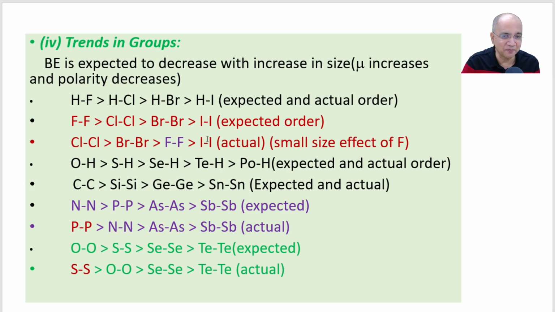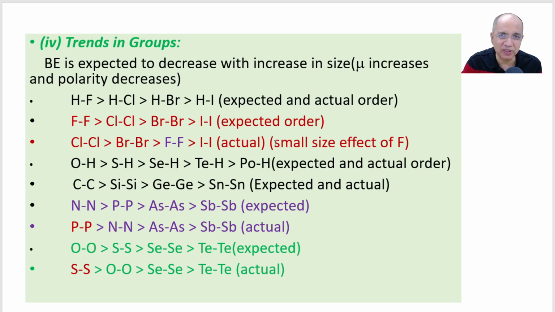That makes this difference. Now in all other cases like OH, SH, SeH, TeH, where H is constant and you go down the group, the expected and actual order are the same. Even in the carbon family, the diatomic bonds also have the same trend, no anomaly like halogens.